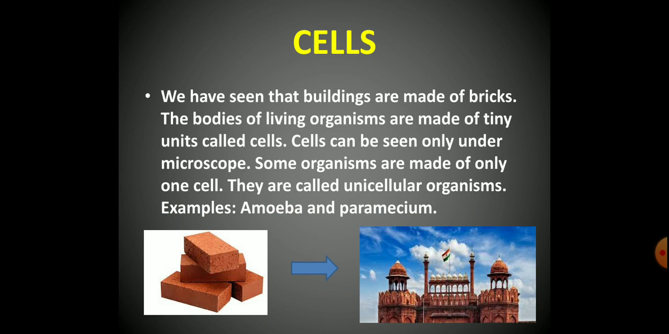Cells. We have seen that buildings are made up of bricks. The bodies of living organisms are made up of tiny units called cells. Cells can be seen only under a microscope. Some organisms are made up of only one cell. They are called unicellular organisms. Examples: amoeba and paramecium. So basically, when we take an example, the building is made up of bricks. The same way, cells are the building blocks of our body.